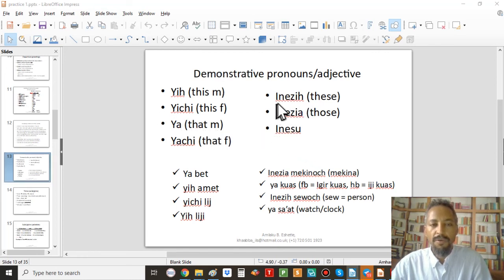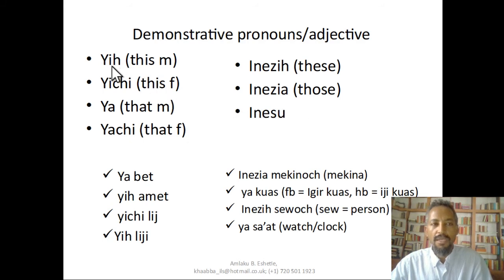So the demonstrative pronouns are ይህ, which means this, masculine, and ይቺ, this, feminine. ያ, that, masculine. ያቺ, that, feminine. እነዚህ, these, for both genders. እነዚያ, those, for both genders again, masculine, feminine, or both. እነሱ is those again.